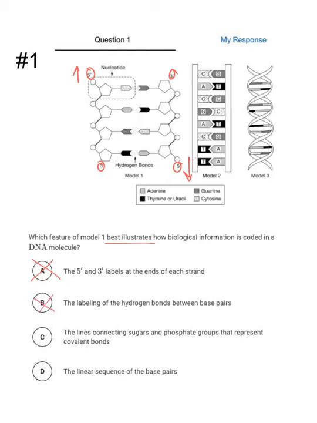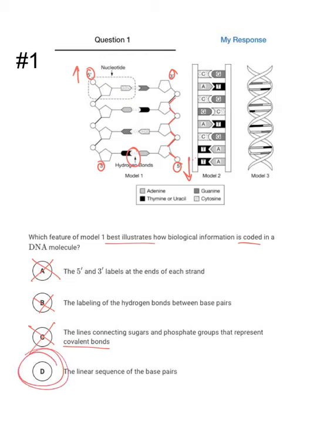It's not B. All that the labeling of the hydrogen bonds shows is where our complementary base pairs are bonded. But it doesn't show us how they're coded necessarily. C, the lines connecting sugars and phosphate groups. Yes, this is an interesting feature that represents covalent bonds. However, it just shows how our molecules are arranged. The sugar phosphate backbone is arranged. It doesn't show us how information is coded.